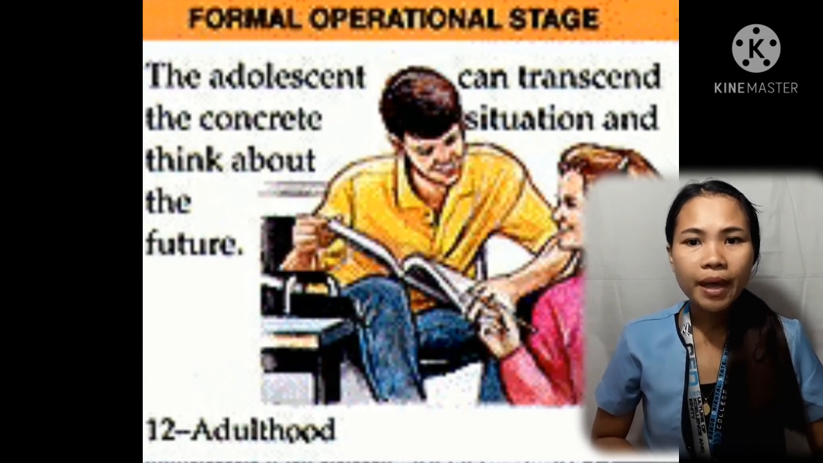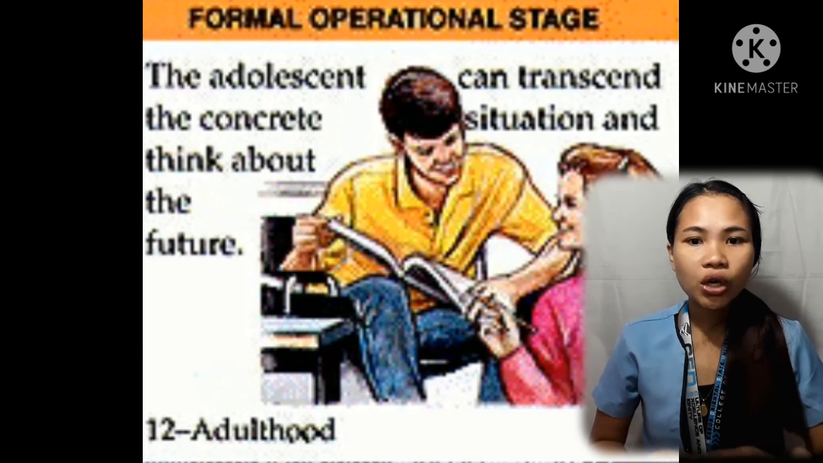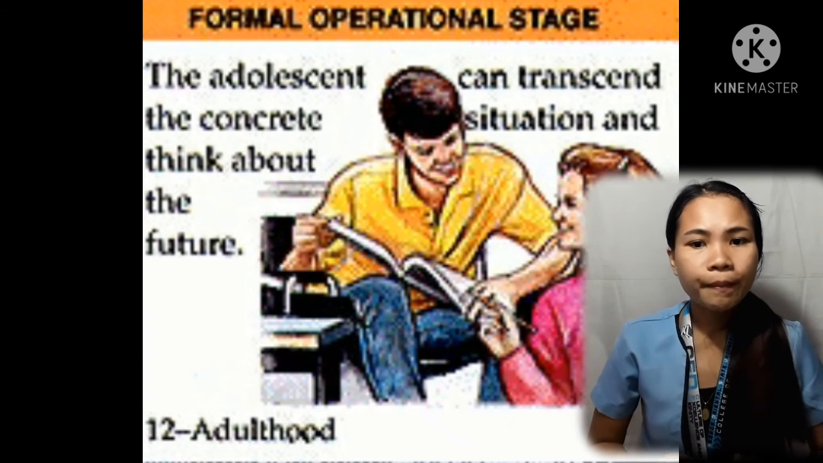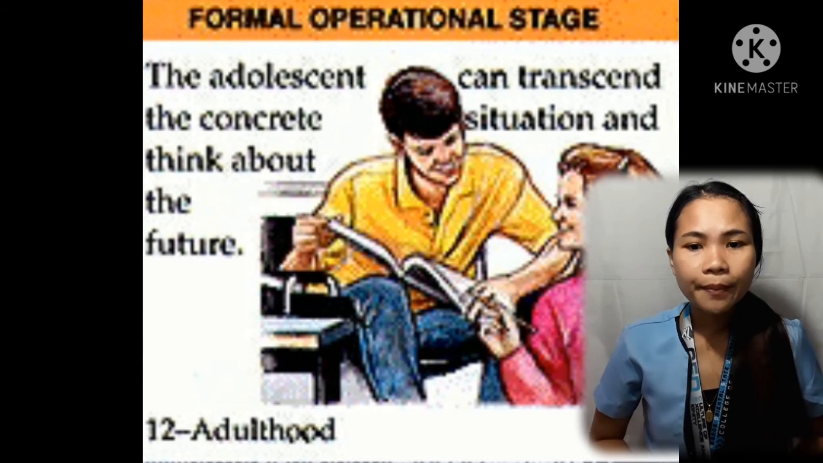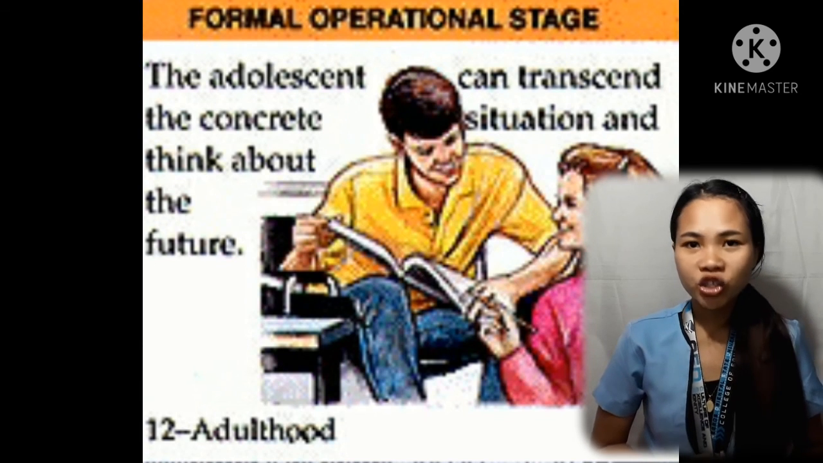At this point, people become capable of seeing multiple potential solutions to problems and think more scientifically about the world around them. And also in this stage, adolescents can transcend concrete situations and think about the future. Piaget believed that people of all ages develop intellectually, but also that once a person reaches the formal operational stage, it's more about building upon knowledge, not changing how it is acquired or understood. So those are the four stages of cognitive development of Piaget's theory.